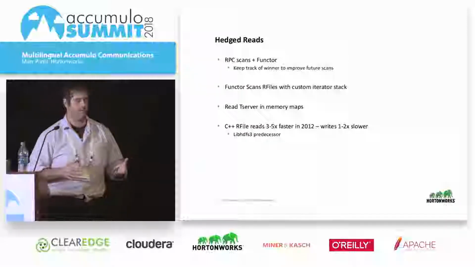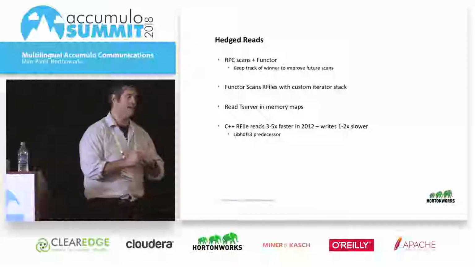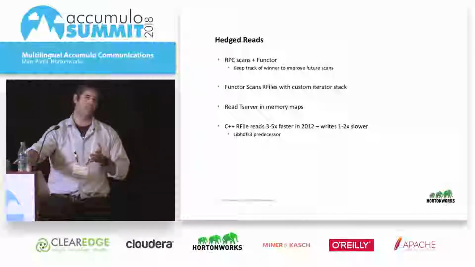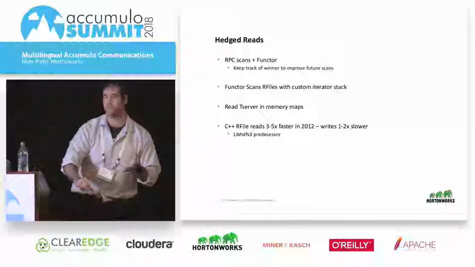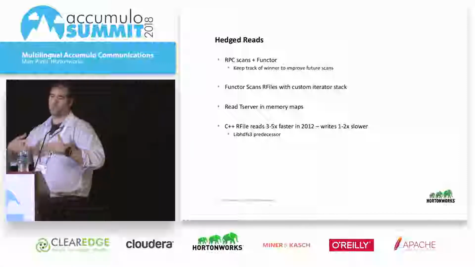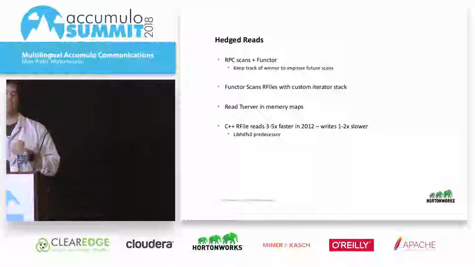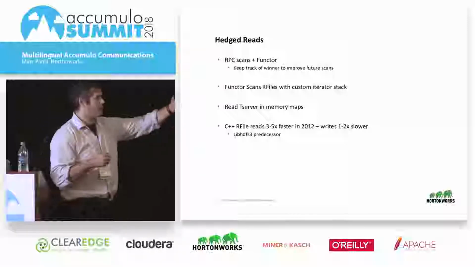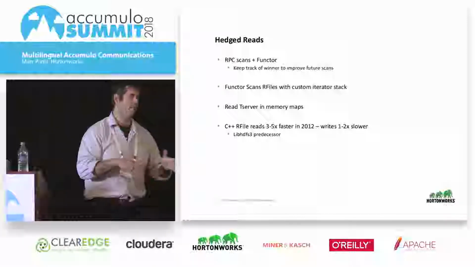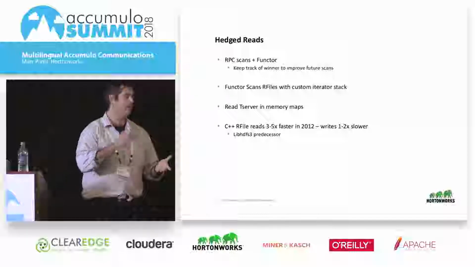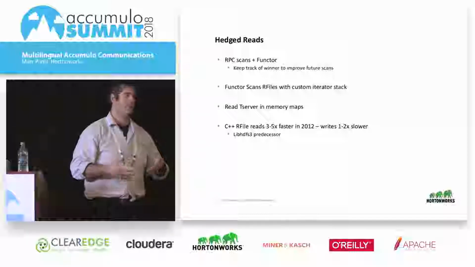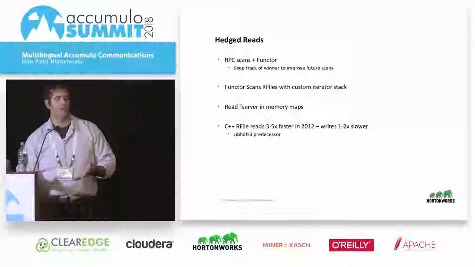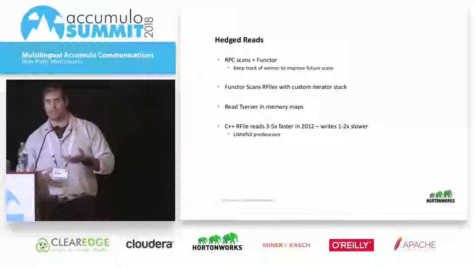Hedged reads are effectively a combination in a client that does RPC scans. So in this client, we do direct communications to tablet servers through Thrift. A functor also works in tandem to scan R files. This worked with Colossus with in-memory maps, but right now we don't really have that capability because Colossus doesn't really exist. So what exists now misses some of the in-memory maps. It's more suited for read many, write once.